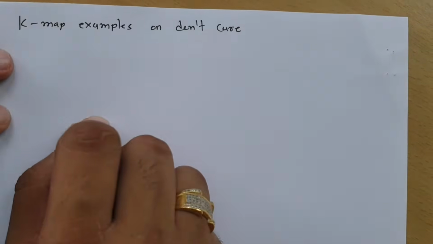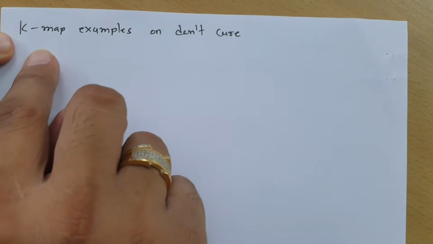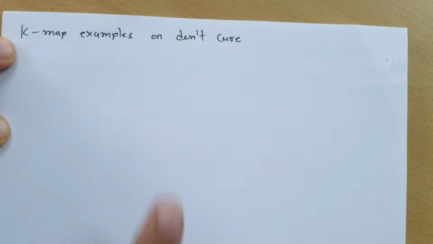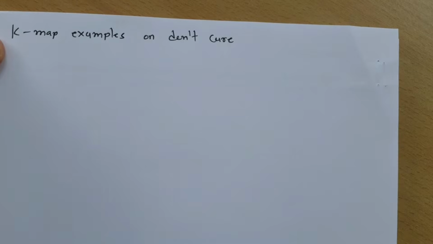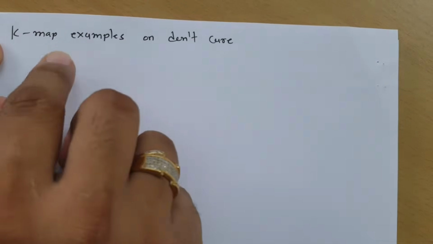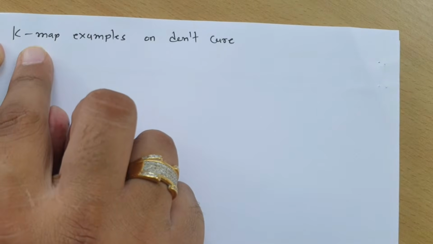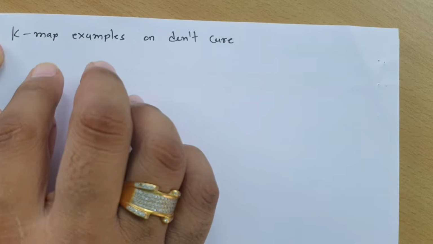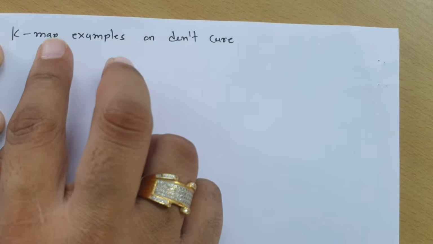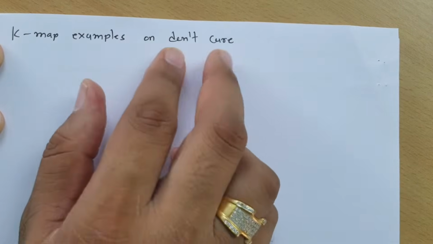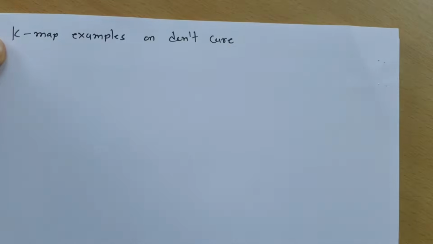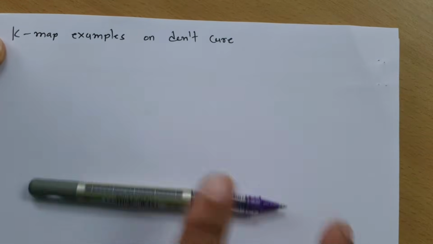I, Professor Hitesh Dholakia, am going to explain examples based on K-map using don't care condition. In my previous video, we solved examples on K-map for normal 1 and 0 condition. Here, I'll add one more condition, that is the don't care condition, in examples. So let us have the first problem here.